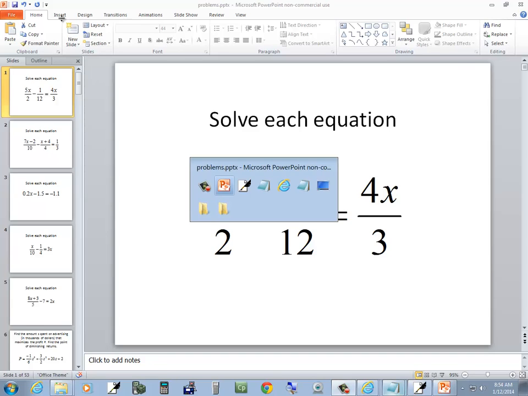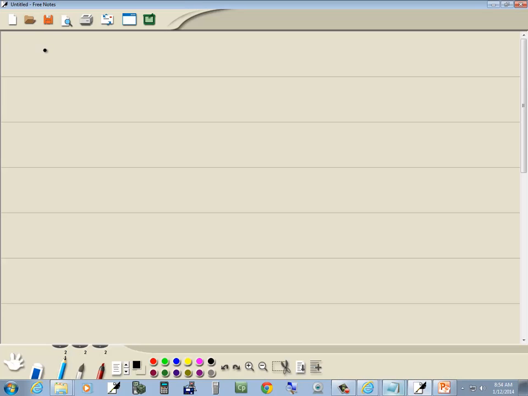Let's take a look at this problem. We've got 5x over 2 minus 1/12 equals 4x over 3. Now, our first step says get rid of parentheses. Well, we don't have any parentheses. Second step says get rid of fractions. Multiply everything by the LCM of all our denominators.